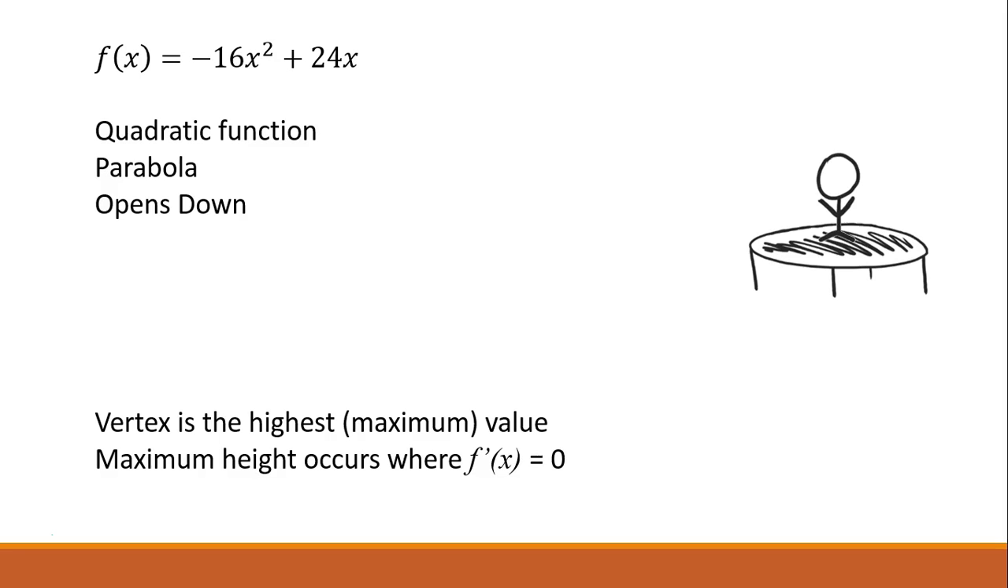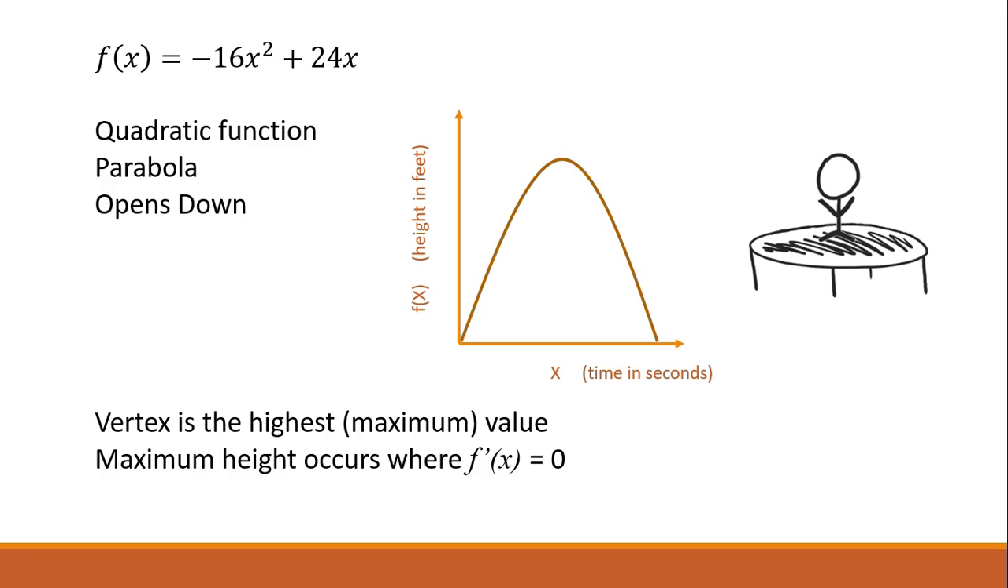We know that the maximum height will occur where our derivative is equal to 0, because the slope of the tangent line at that point will equal 0. If we were going to graph the function, we know that x, which represents the time in seconds, would be represented on the horizontal axis, and f(x), which represents the height in feet, would be represented on the vertical axis. Since this is a parabola that opens down, our graph would look something like this.